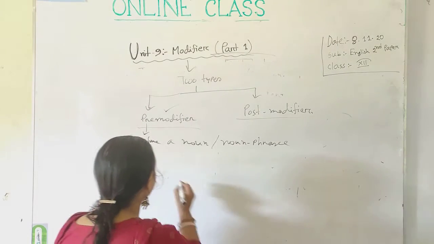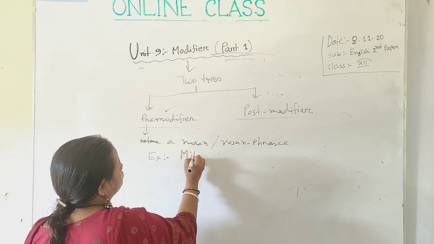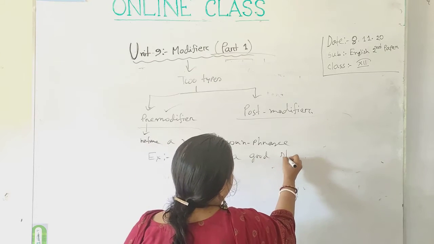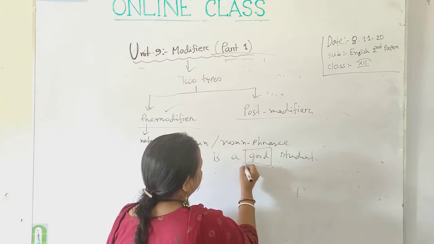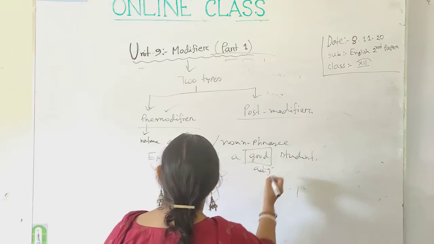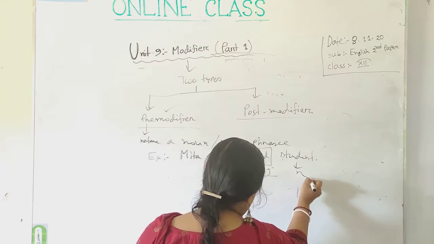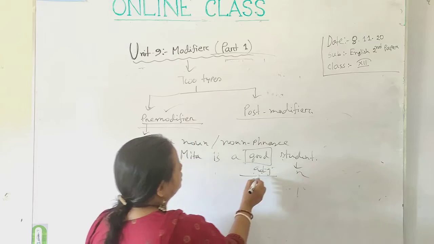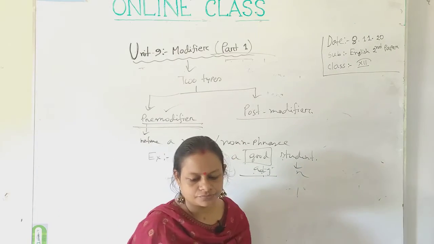For example, the same example again, Mita is a good student. Here good is an adjective. So the adjective sits before the noun. So here the adjective good is a pre-modifier.